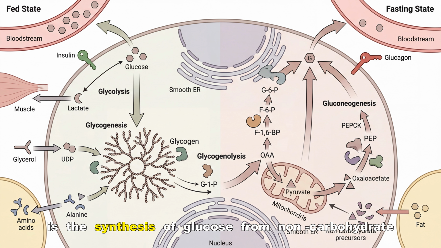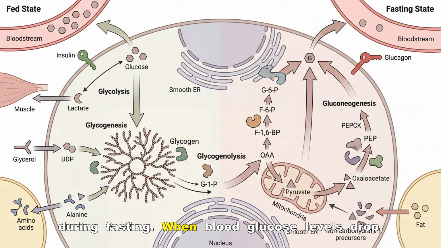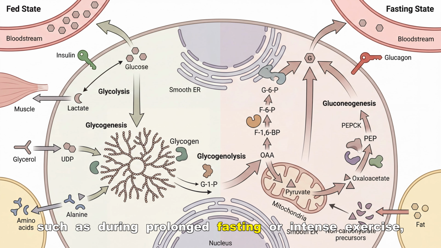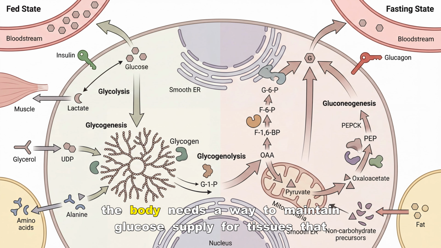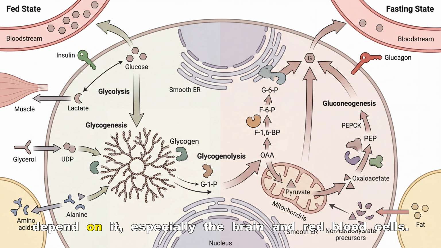Gluconeogenesis is the synthesis of glucose from non-carbohydrate precursors, primarily in the liver, and is essential during fasting. When blood glucose levels drop, such as during prolonged fasting or intense exercise, the body needs a way to maintain glucose supply for tissues that depend on it, especially the brain and red blood cells.